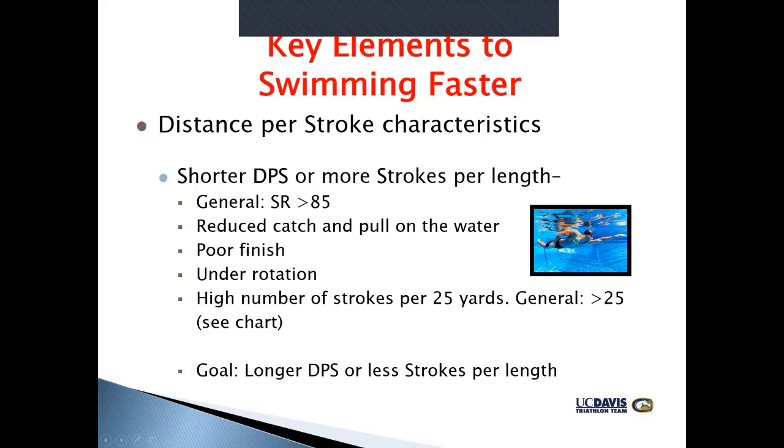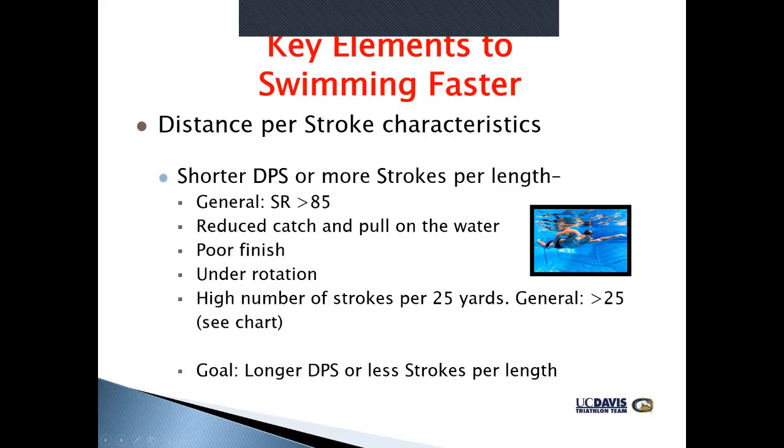The goal here is to really reduce your catch and pull on the water. You have a reduced catch and pull in the water, which is why you have a shorter distance per stroke. A very poor finish means you're finishing before your hip or through the pull phase. You're under rotated. You have poor rotation through the hips and shoulders, and typically the number of strokes per 25 is very high, usually 25 or higher. And I'll show you that in chart form in a minute. So that's some characteristics of what a shorter distance per stroke looks like.